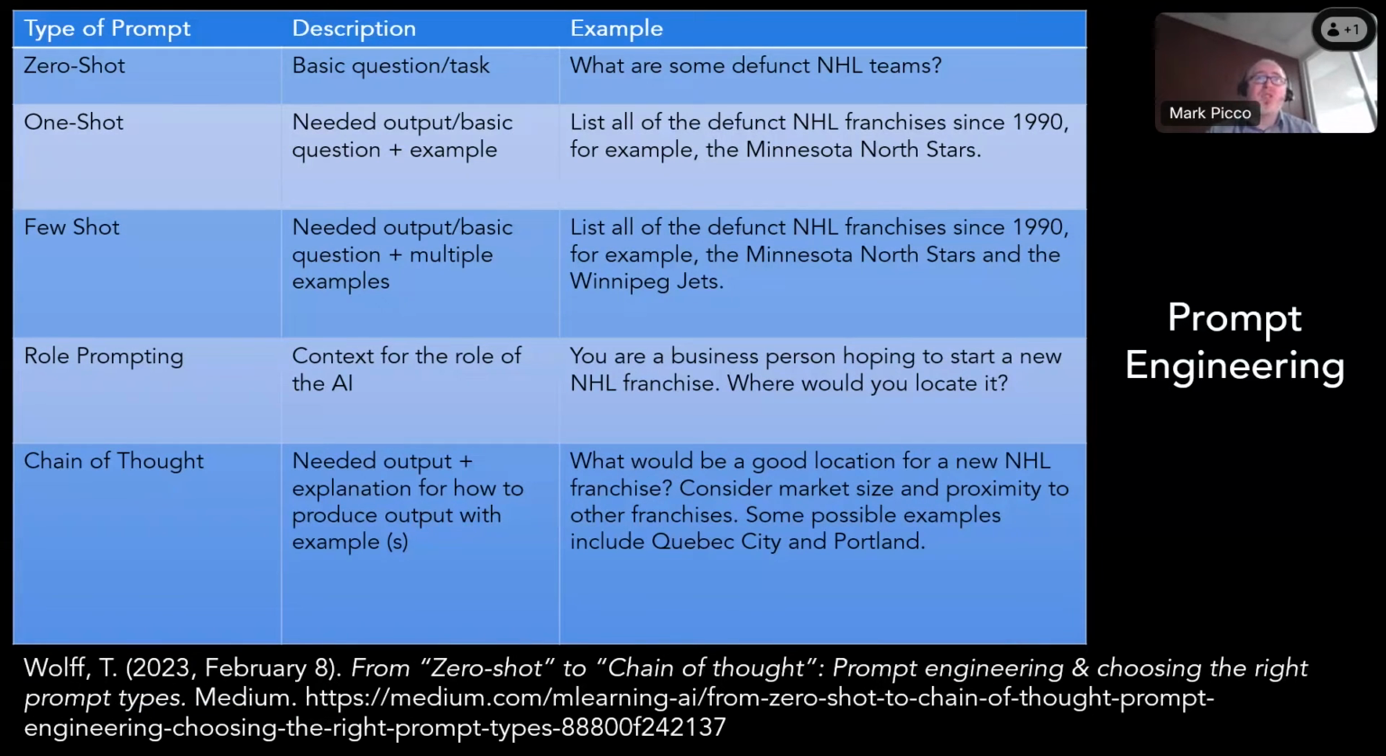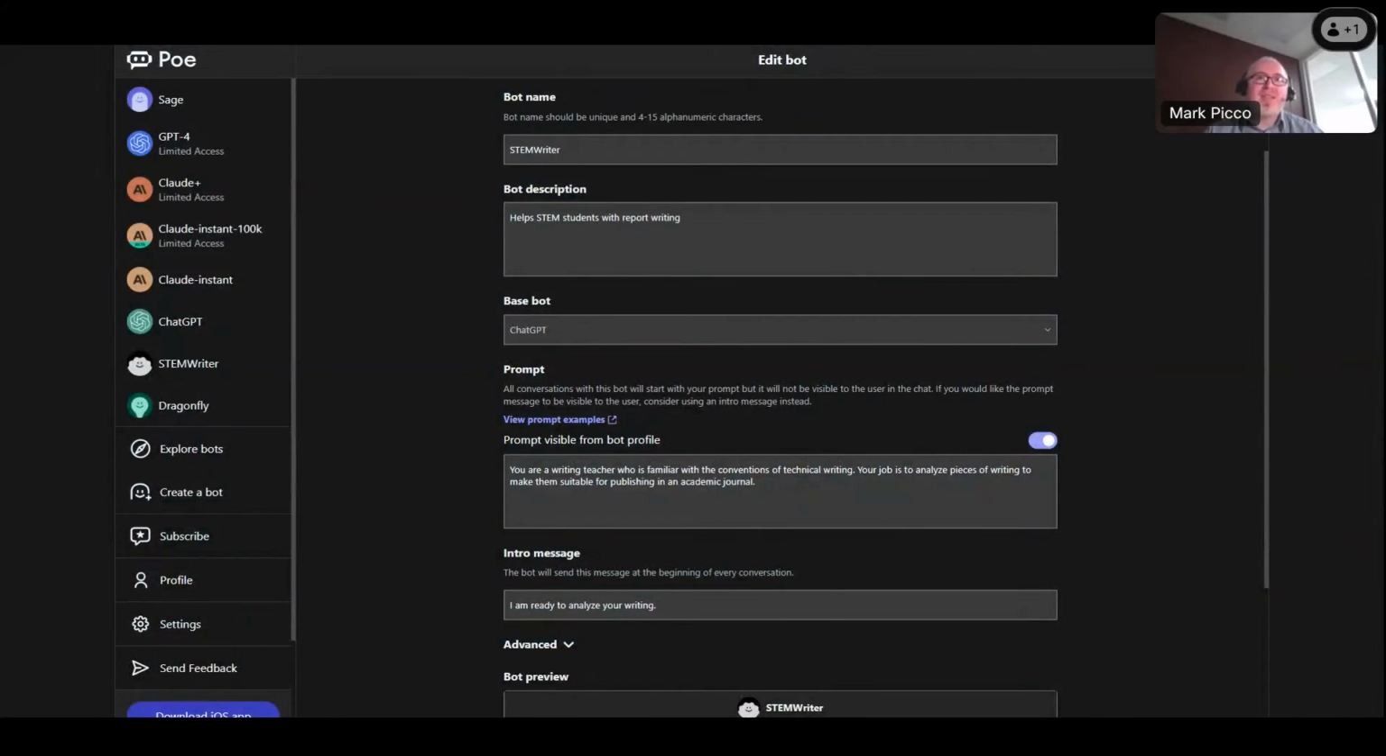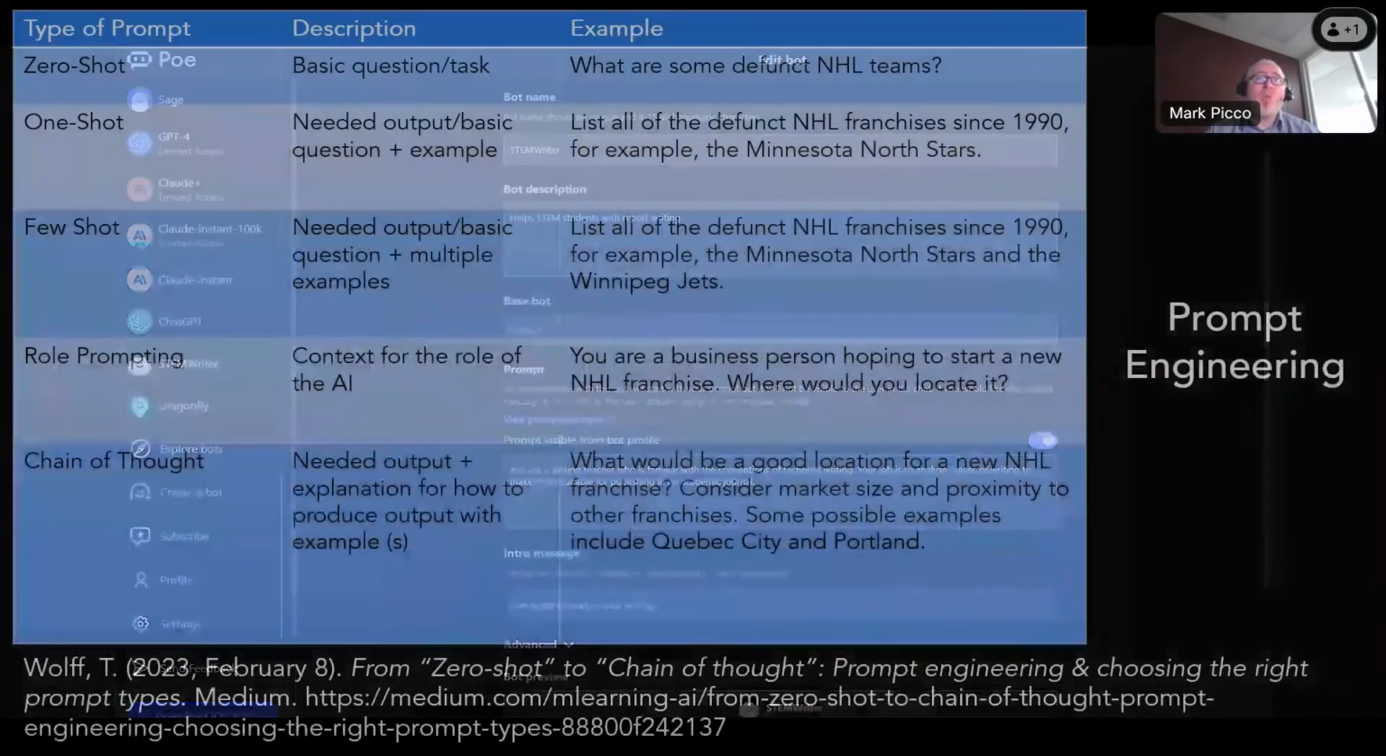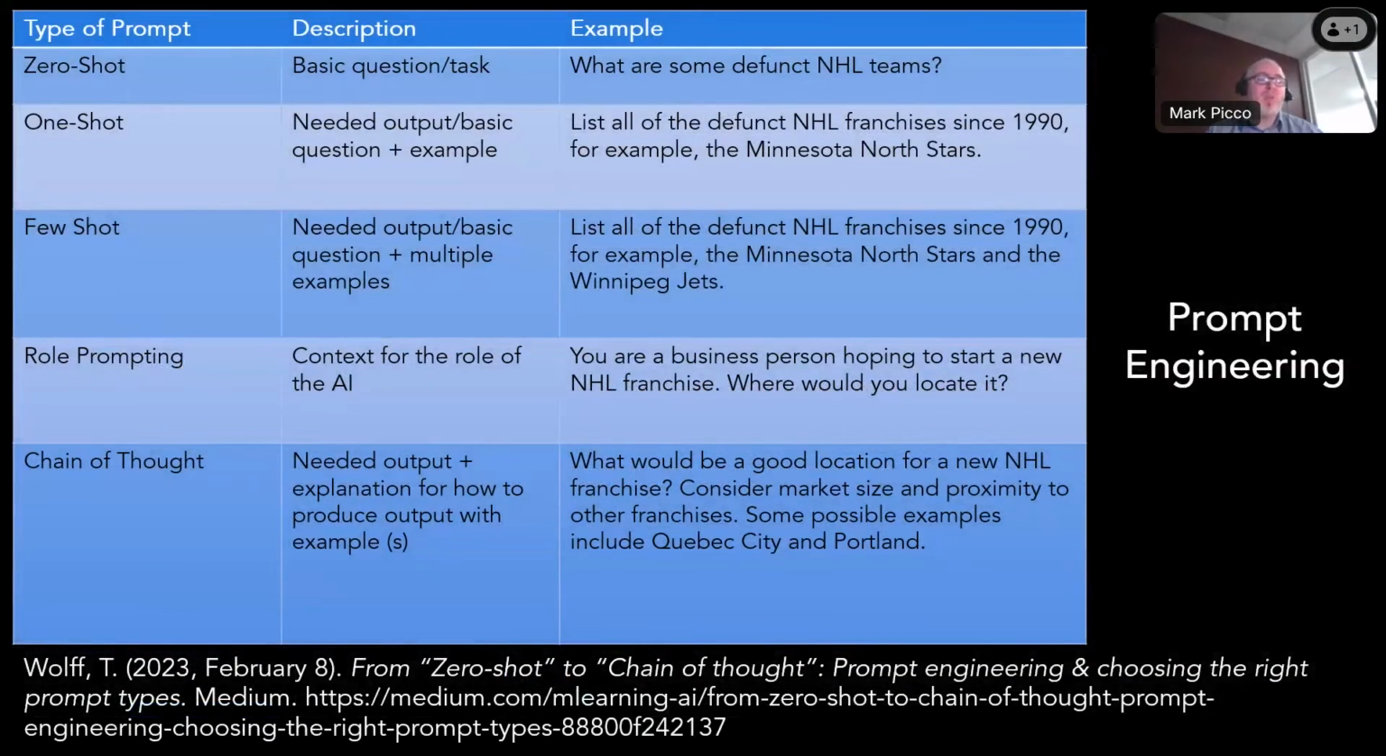But the one that's most useful in many cases is role prompting, at least for this kind of thing. So here it says you are a business person hoping to start a new NHL franchise. Where would you locate it? So then ChatGPT is deciding where it wants to put the franchise if it were a business person. It's the same kind of thing that happens here. It says you are a writing teacher who's familiar with the conventions of technical writing. Your job is to analyze pieces of writing to make them suitable for publishing in an academic journal. So what would happen here is before you put in your prompt, it's already pre-prompted with that idea.